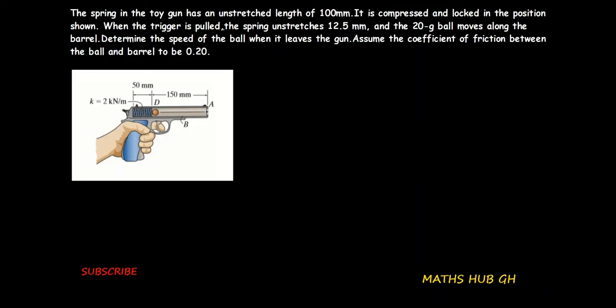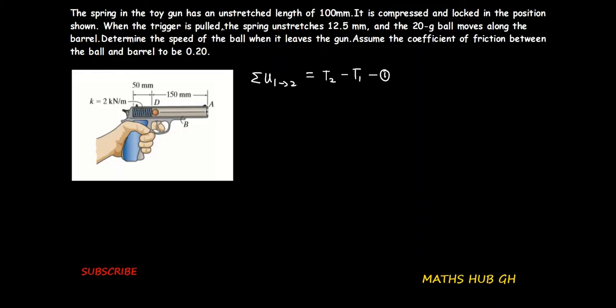To solve this question, we are going to use the principle of work and energy conservation. The principle says that the sum of work done by forces acting on a particle, causing the particle to move from position 1 to position 2, should be equal to the change in kinetic energy of the particle. So this is the equation you are going to use.